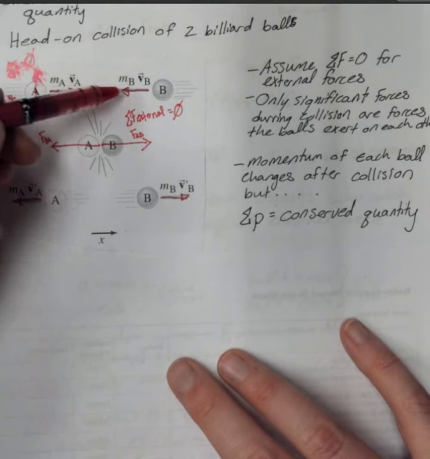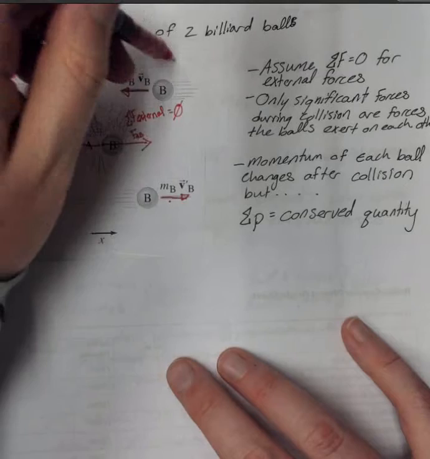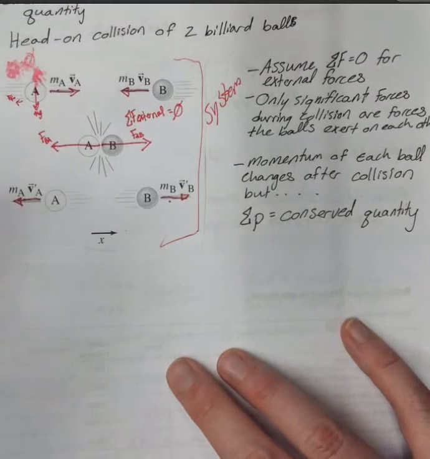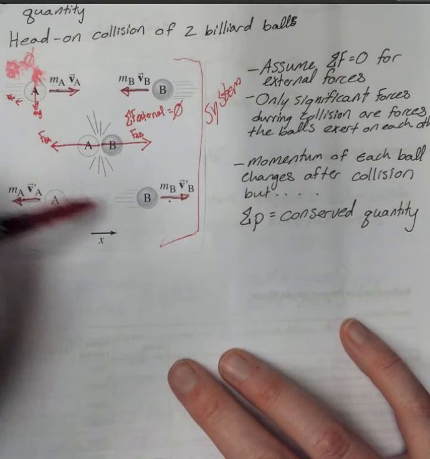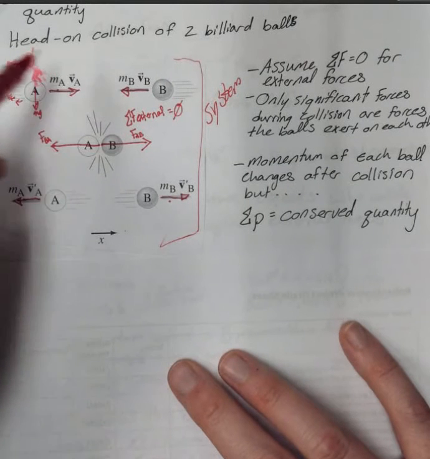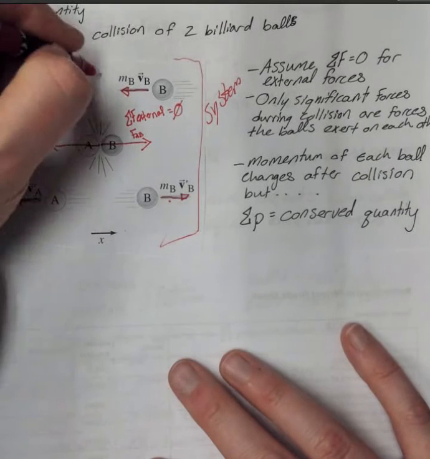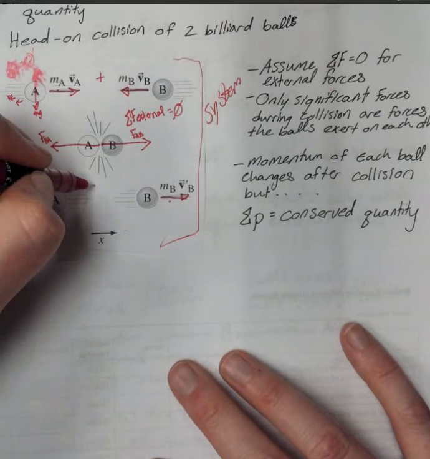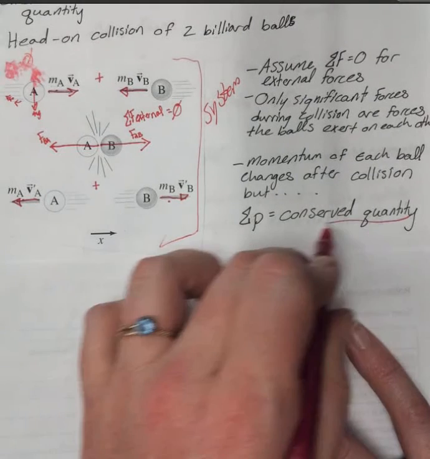So even though the momentum of ball A has changed from here to here, and the momentum of ball B has changed from here to here, we could say that the overall momentum of this system is a conserved quantity. That means the sum of these momenta, momentum A plus momentum B before the collision, should be equal to momentum A plus momentum B after the collision, because a conserved quantity does not change.